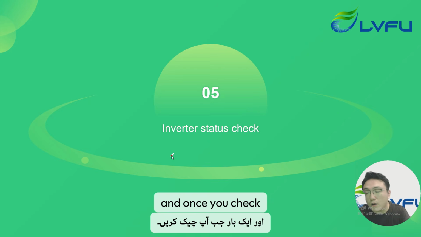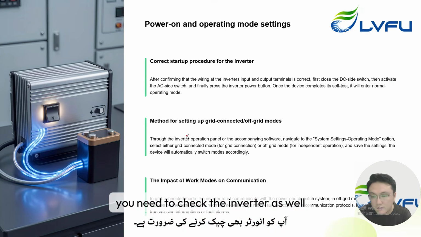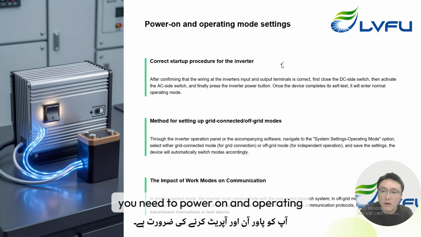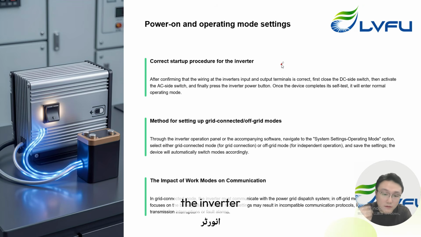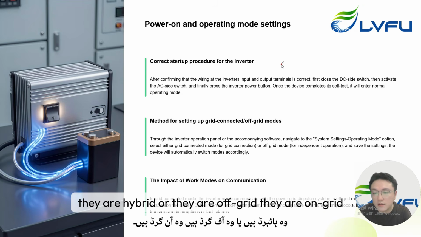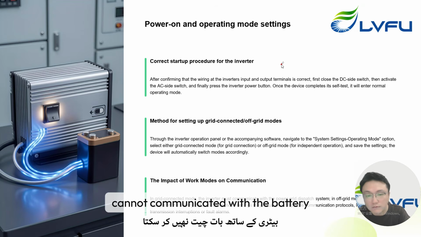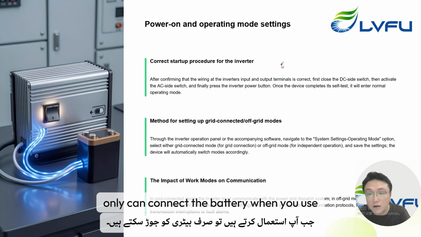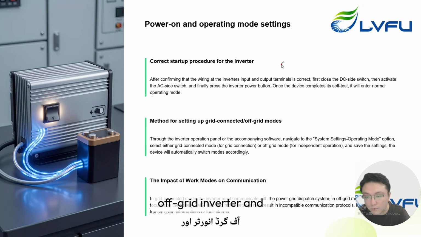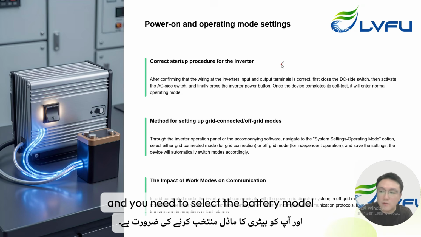Once you check the battery, you need to check the inverter as well. You need to power on and check the operating mode setting, because sometimes the inverter is hybrid, off-grid, or on-grid. The on-grid inverter cannot communicate with the battery because it doesn't have this function. So you can only connect the battery when you use an off-grid inverter or a hybrid inverter, and you need to select the battery model.